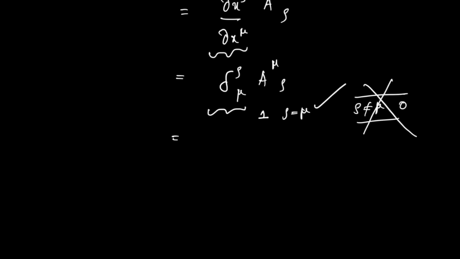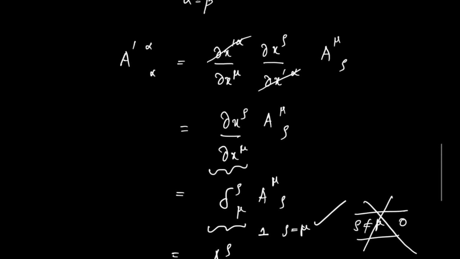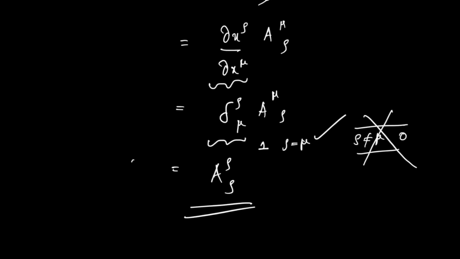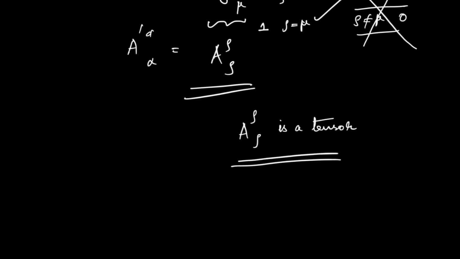Then wherever mu is there, I have to put rho. Then I'll get A rho rho, right? So left hand side is equal to right hand side. See, even after transformation, this quantity is remaining the same, which means that it is a tensor. Okay, so we have proved that A rho rho is a tensor. I will do one more problem and then we'll go to the next topic.